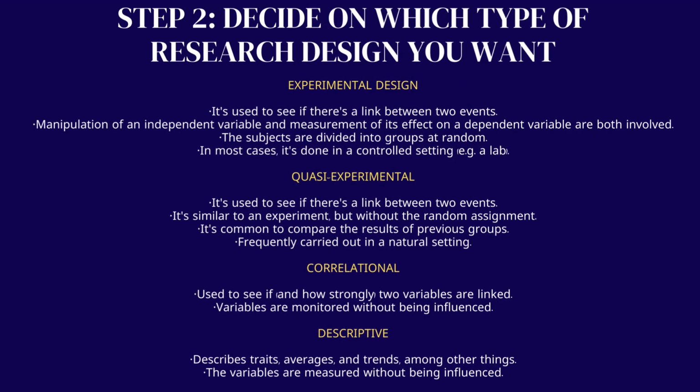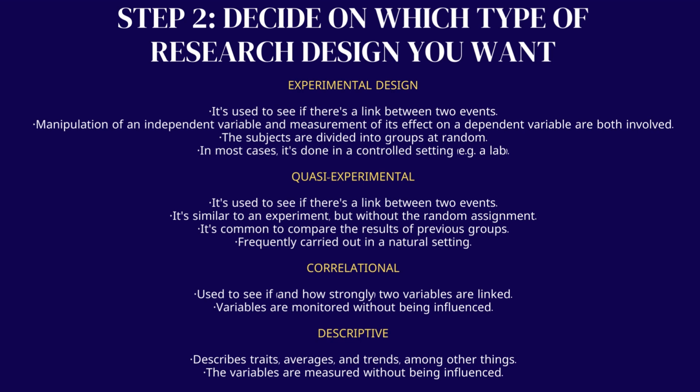Step 2. Decide on which type of research design you want. There are various sorts of research designs to choose from in both qualitative and quantitative approaches. Each category serves as a foundation for the general shape of your study. Quantitative research designs come in a variety of shapes and sizes. There are 4 different types of quantitative designs. You can evaluate cause and effect relationships with experimental and quasi-experimental designs, whereas descriptive and correlational designs can be used to measure variables and characterize relationships between them.